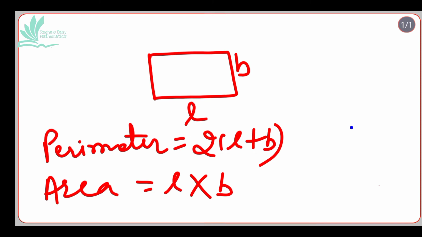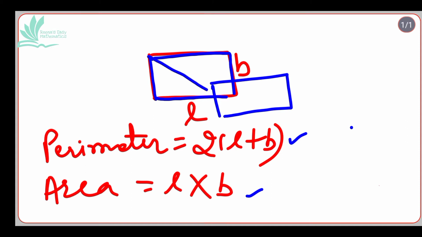So in the given rectangle, if I want to find sum of all the boundaries, I have to add both the length as well as both the breadth. And by taking 2 common, my formula will become twice of length plus breadth. And the area is length into breadth. But what will happen if I'll add height to this rectangle?